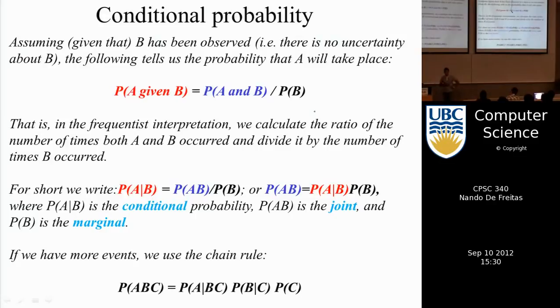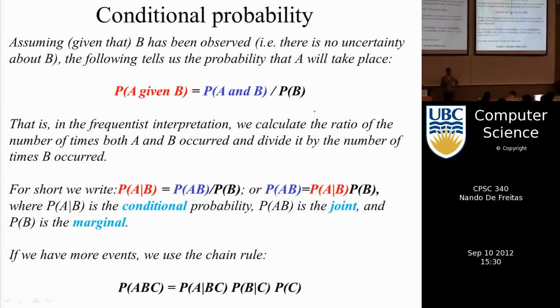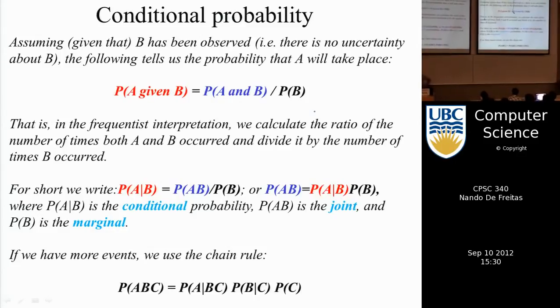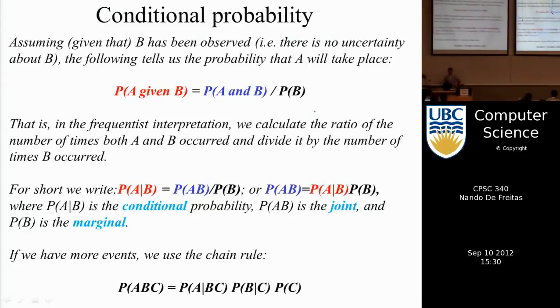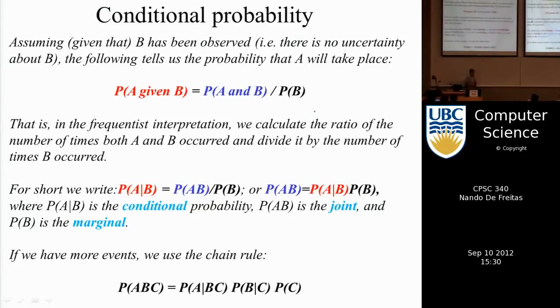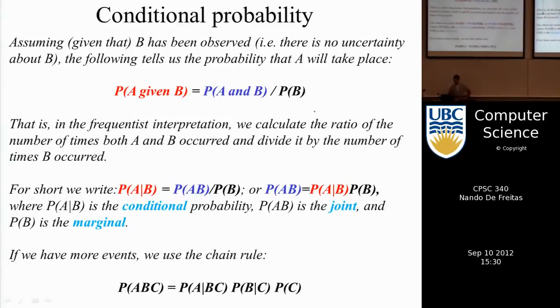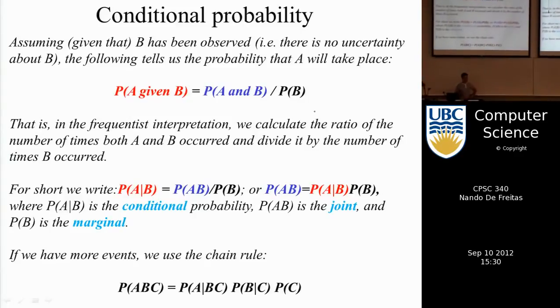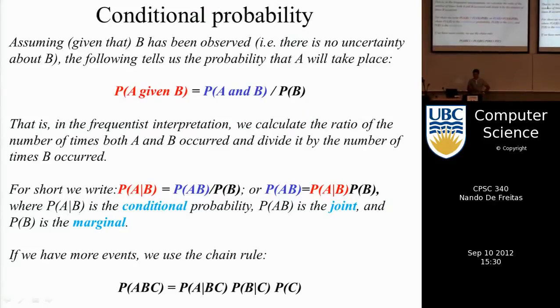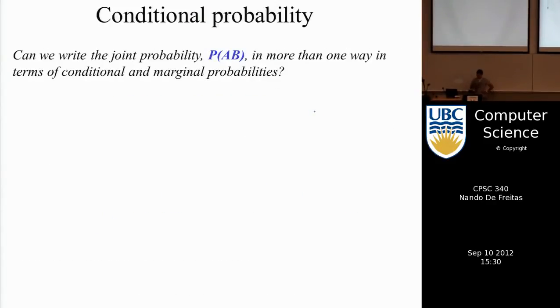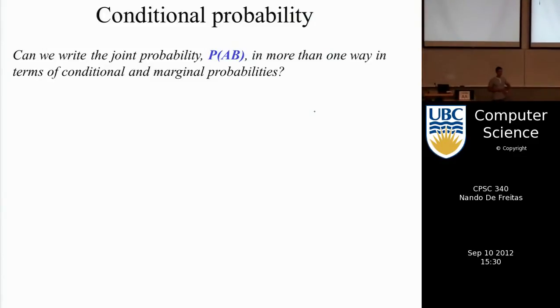We also have something called the chain rule: if you have more variables, you can keep doing the same thing. For example, the probability of A, B, C is the probability of A given B and C, times the probability of B given C, times the probability of C. So no matter how many variables you have, you can apply this conditioning to that. Now, a question for you guys. Can we write P of A and B in more than one way?